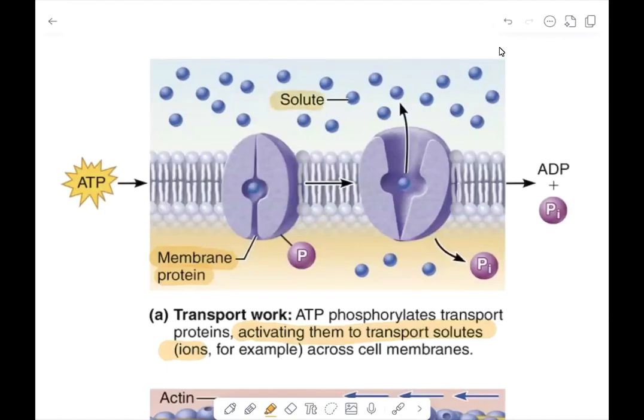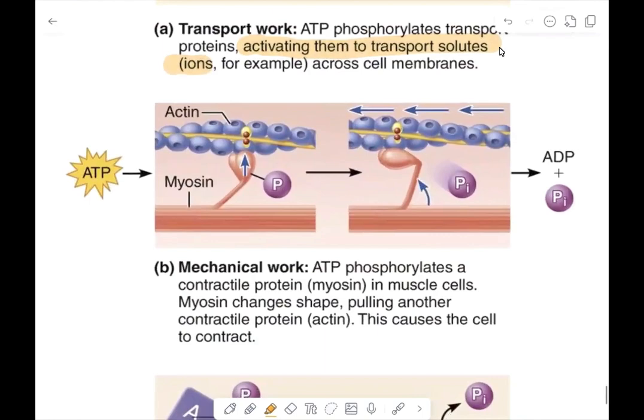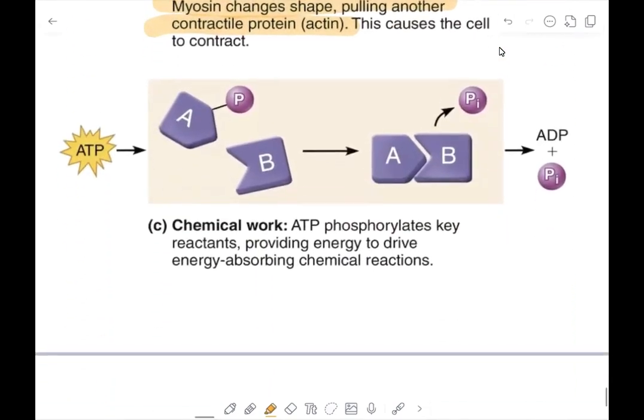The next example, which we'll learn about in chapter 9, is mechanical work, where the ATP is going to phosphorylate, and it basically looks very similar in that ATP is broken down to ADP. But what happens is this myosin molecule, which is an important protein, physically moves to bind with its binding site on actin. So the myosin changes shape, pulling another contractile protein, which is actin.